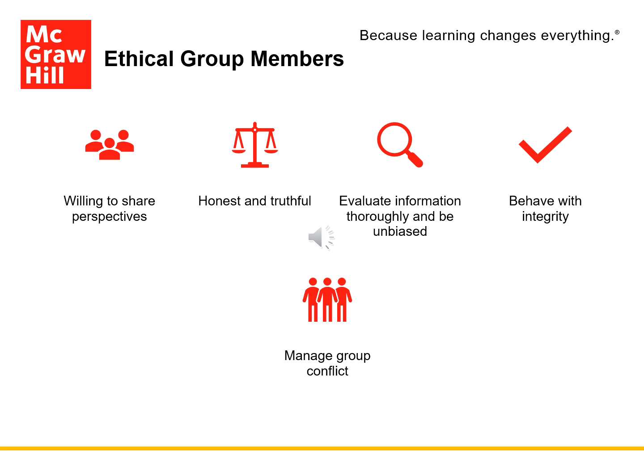So, ethical group members are willing to share their perspectives. They're honest and truthful. They evaluate information thoroughly without bias. And we all have a little bit of bias, but as unbiased as you can be. And they behave with integrity. And they manage group conflict. They don't cause it, they manage it.